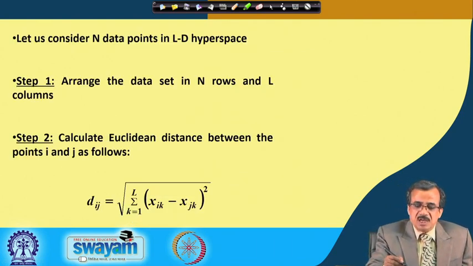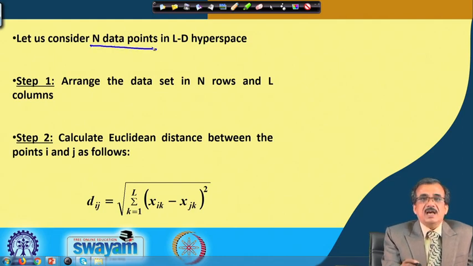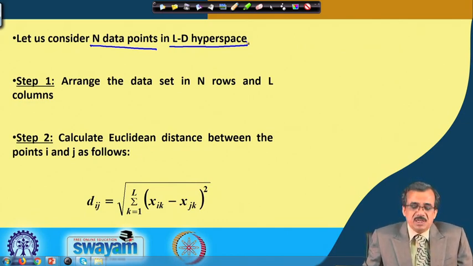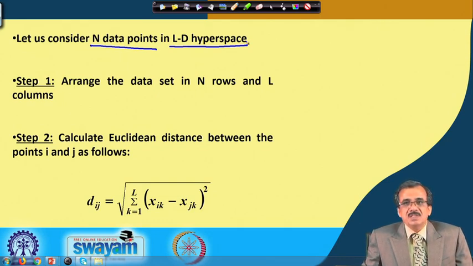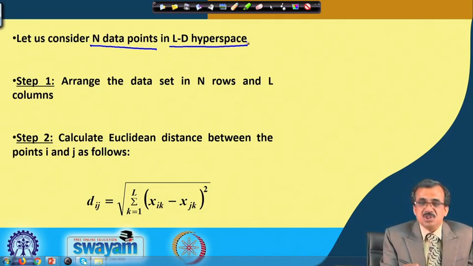Now, let us consider that we have got capital N number of data points, and these data points are in L dimensional hyperspace, and our aim is to actually carry out this particular clustering. That means we will have to divide these data points into a few clusters, and these clusters will be fuzzy clusters. Now, we take the help of a few steps.